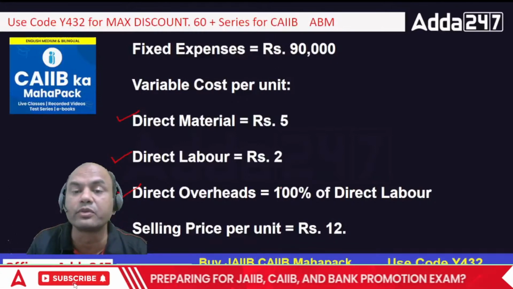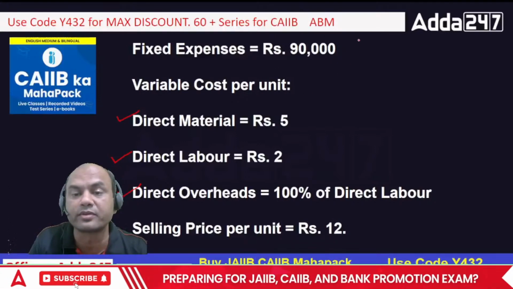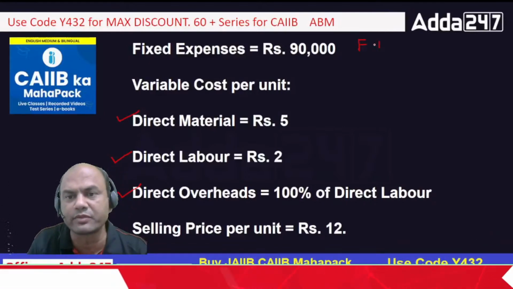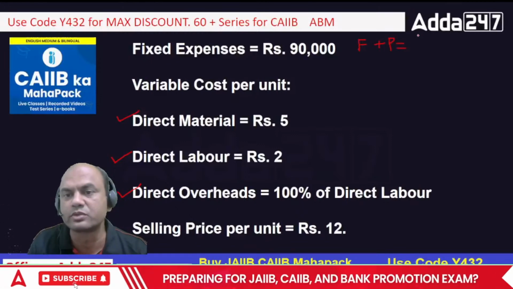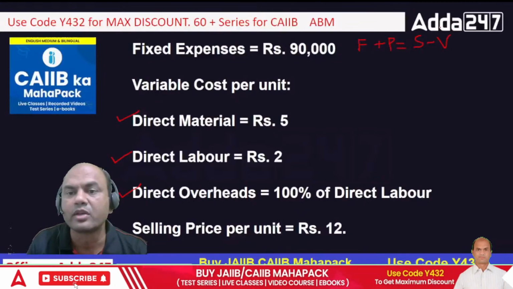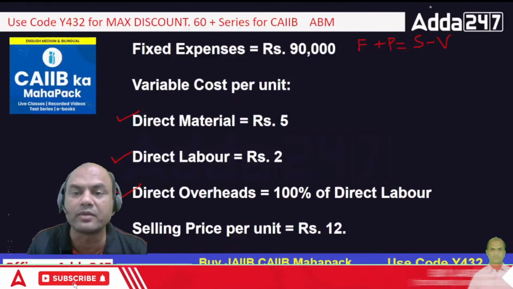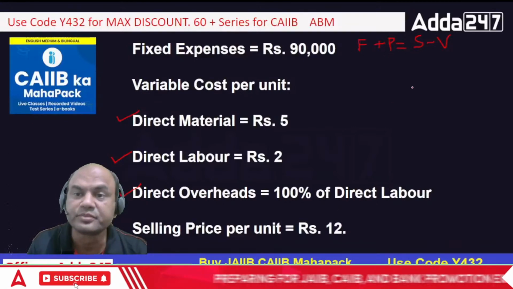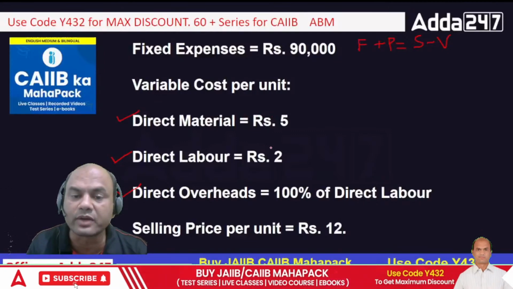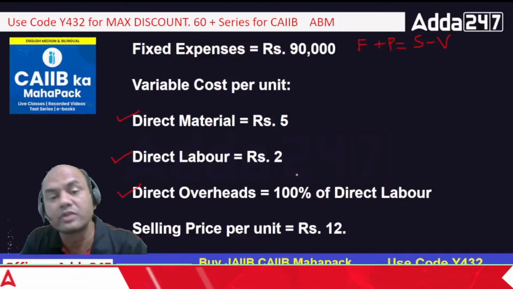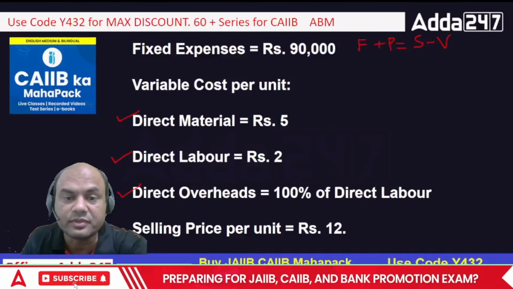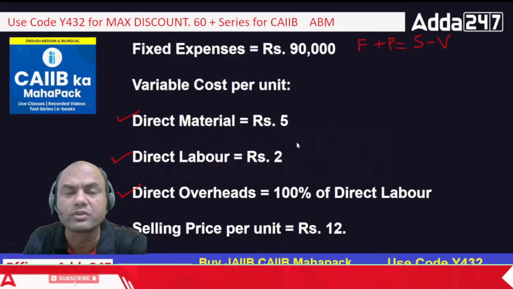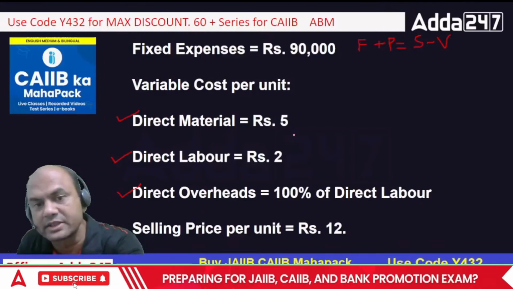Now if you follow the equation, what was the equation? F plus P equals S minus V. So what all do I have? Fixed cost is 90,000. Selling price S is 12 rupees per unit. These are all the variable costs: 5 plus 2 plus something, 100% over here. So let's solve this. How to solve this? Who can tell me? What is the first question? Find the PV ratio. What is the formula for PV ratio? Let's write it.